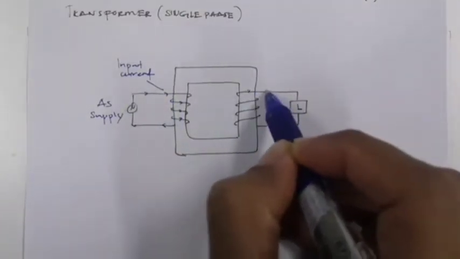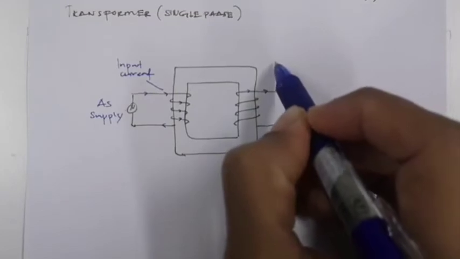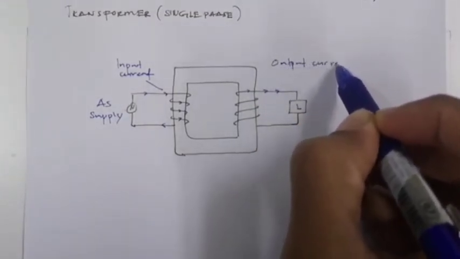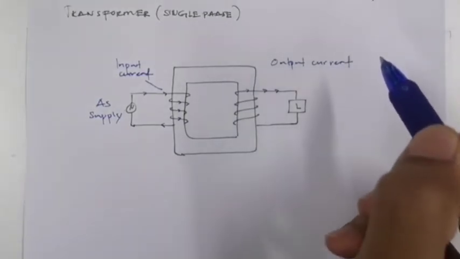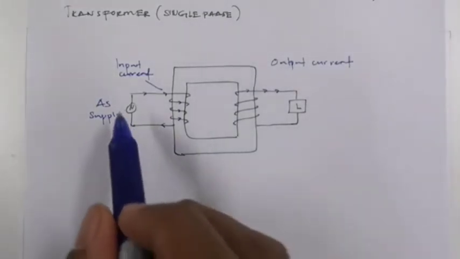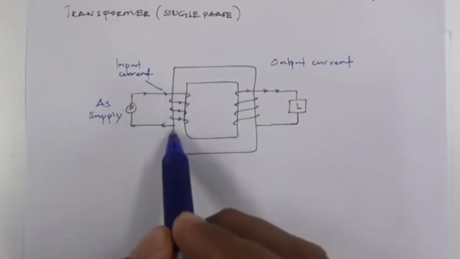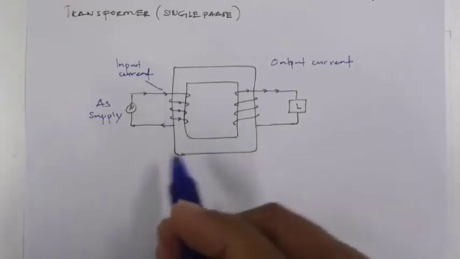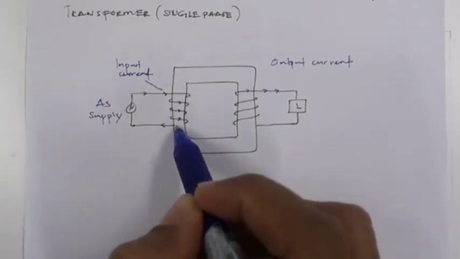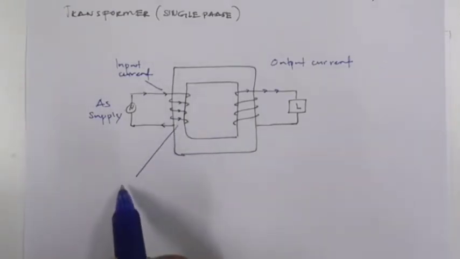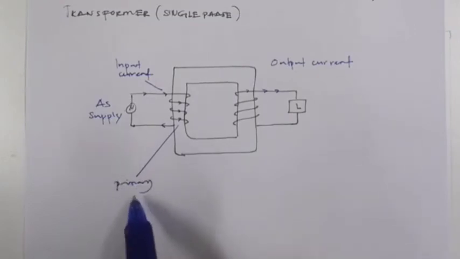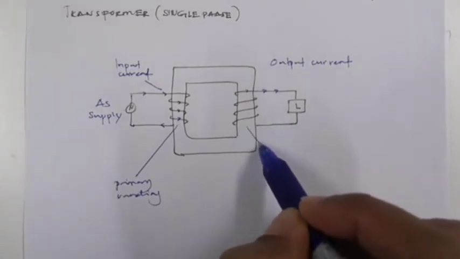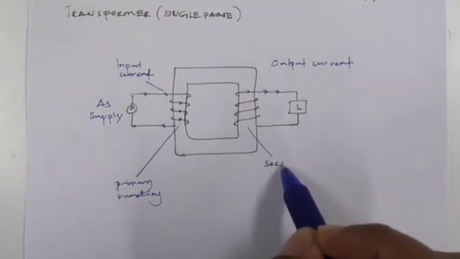Sini juga akan terhasil output current. Okay, apabila AC supply dikenakan pada bahagian primary winding, yang ni kita namakan dia primary winding. So yang ini adalah secondary winding.